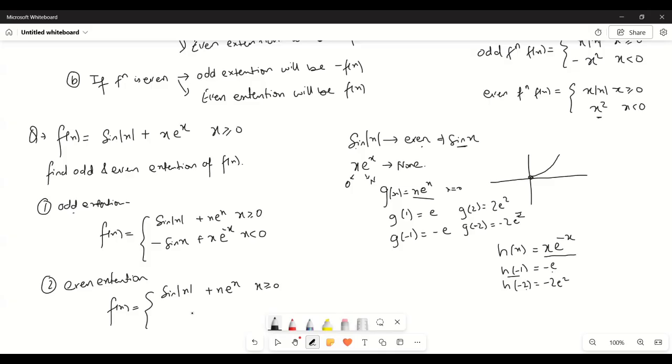और इसका अब इवन एक्सटेंशन करना है, तो sin|x| is already even. एक इवन फंक्शन का इवन एक्सटेंशन will be the same as the function, तो यहाँ पे तो sin x ही आ जाएगा. ठीक है, sin of |x| ही आ जाएगा, सेम फंक्शन आ जाएगा. और अब if g(x) is x e^x, फिर से करो, तो ऑड के लिए तो ये होना चाहिए.